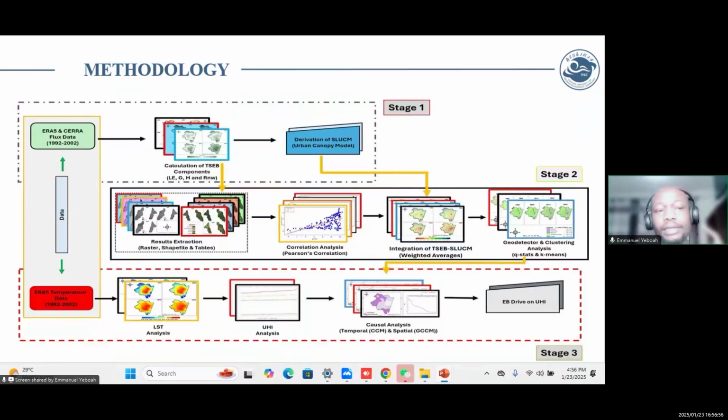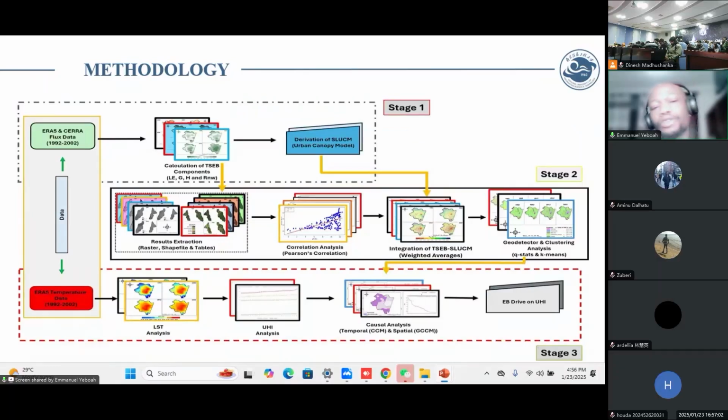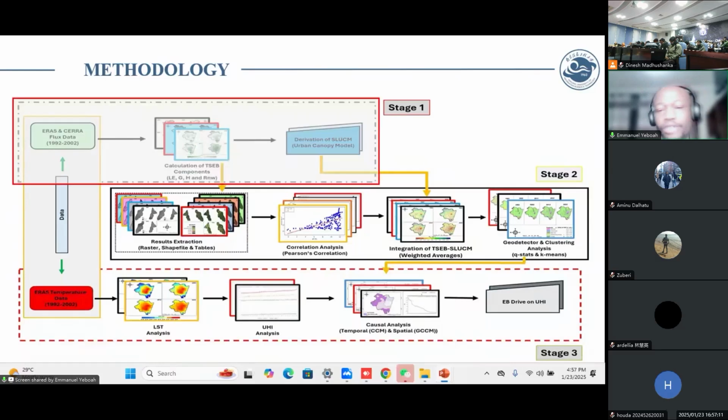As I said earlier, you have the data sources on our left-hand side, and then we move on to the calculation of the energy balances or energy components, and then we derive the single layer urban canopy model, and then we extracted the results. We performed a correlation analysis. We integrated the results, that is using the TSEB and SLUCM, using the weighted averages, of course. And then we looked at the geodetector and GCCM to look at the spatial patterns across time.